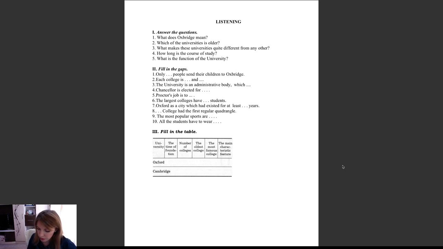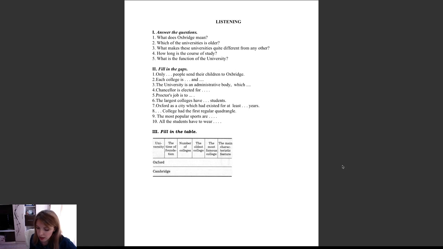Until 1871, the university was only for men. In 1871, the first women's college was opened. In the 1970s, most colleges admitted both men and women. Students at Oxbridge have different societies and clubs. Different sports are very popular, but the most popular sports are rowing and punting.